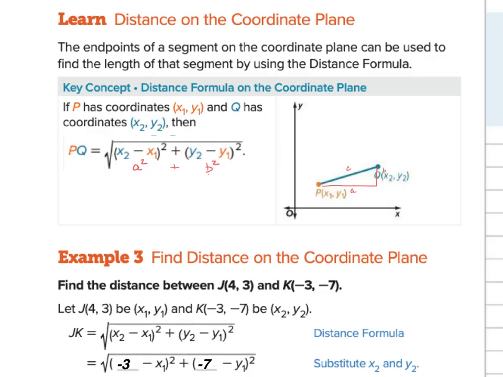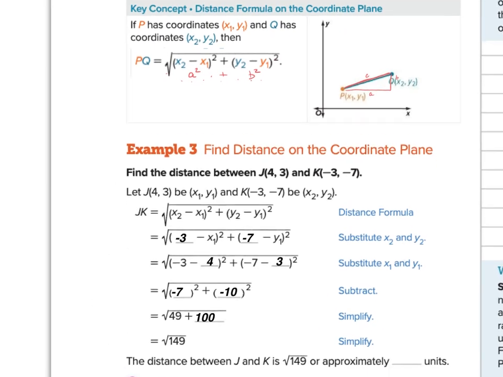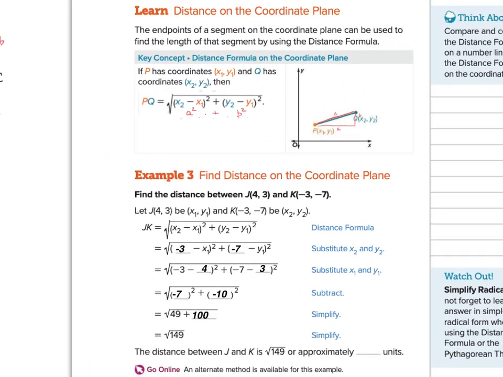So the length of PQ is going to be the square root of x2 minus x1 squared plus y2 minus y1 squared. And we will work with this a couple of times for practice. Again, we are going to do the distance formula a lot in this class. So finding the distance between J and K.